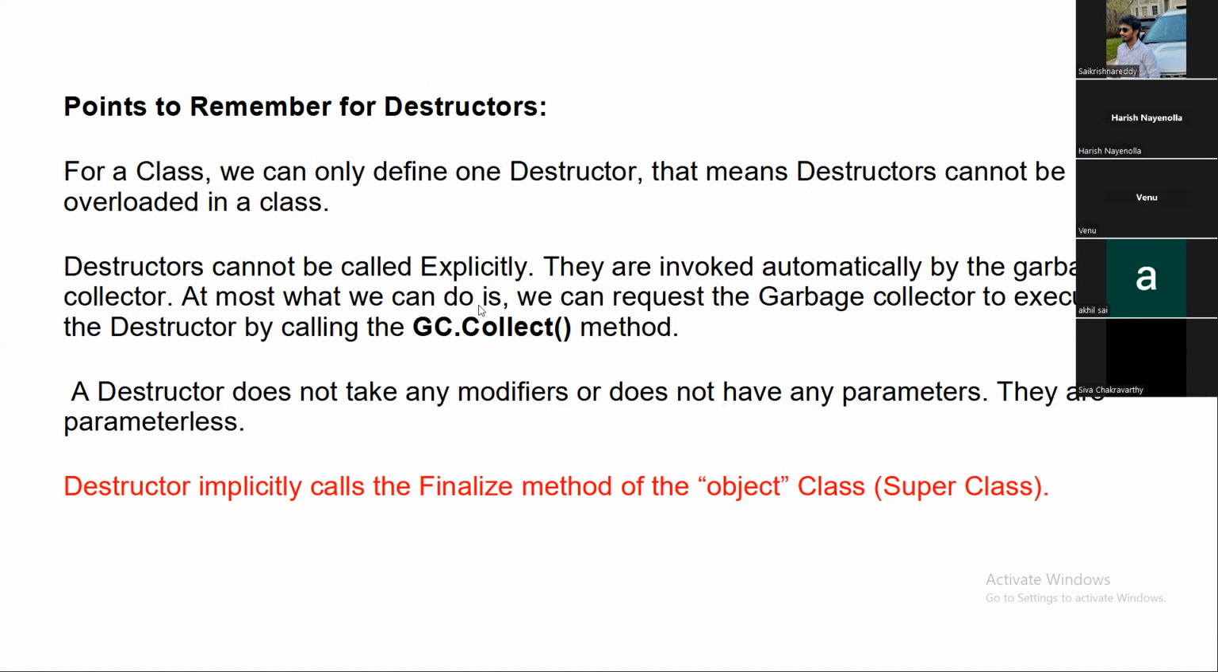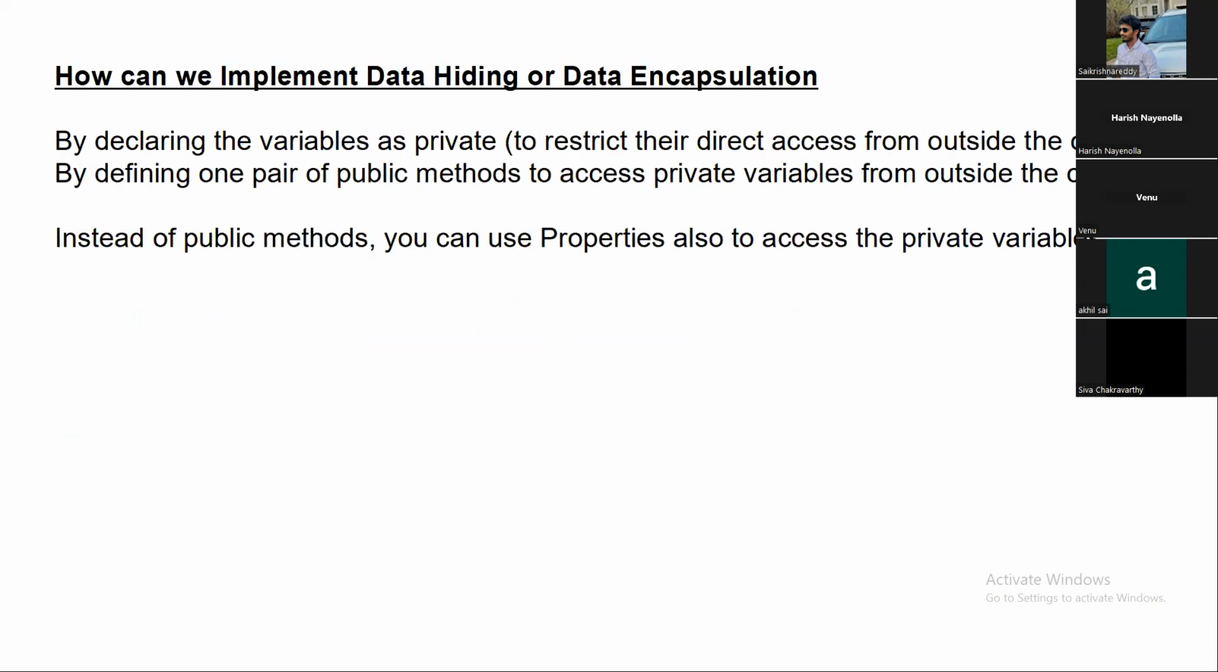So I have explained constructors and destructors, and now we'll go to inheritance. Before going to inheritance, I just wanted to refresh your memory about encapsulation as well as abstraction. Encapsulation is nothing but hiding the data of a class. And how do you achieve data hiding? By declaring the variables of a class as private.